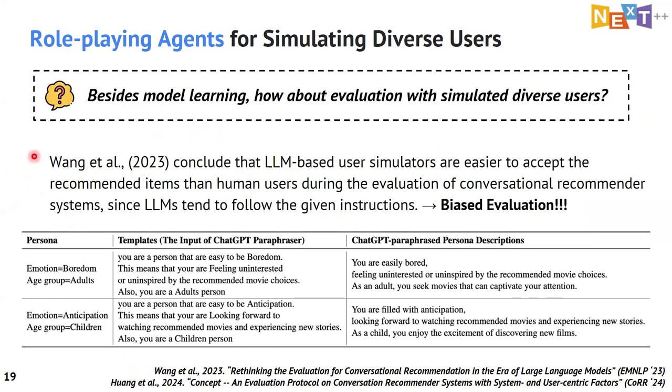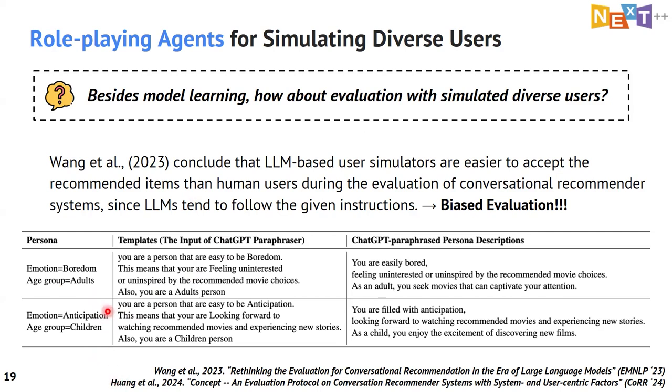The authors conclude that LLM-based user simulators are easier to accept the recommended items than human users during the evaluation of conversational recommender systems, since the LLM tends to follow the user's instruction because the LLM is actually trained to follow user instructions. So we can see that this kind of LLM-based user simulator will tend to easily accept the recommendation from the conversational recommender system. So it will become a biased evaluation when we interact with this general or static user simulator.